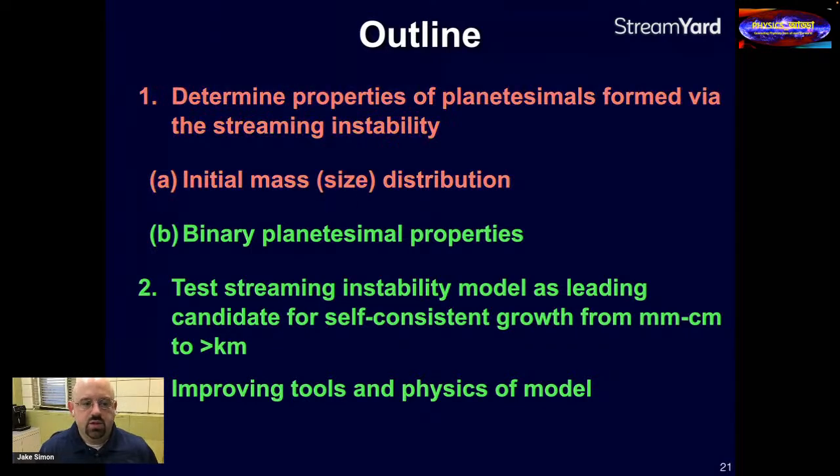Okay, so let's start with some basic results from the simulations, which are determining properties of planetesimals, and in particular, looking at the initial mass, or equivalently, size distribution.